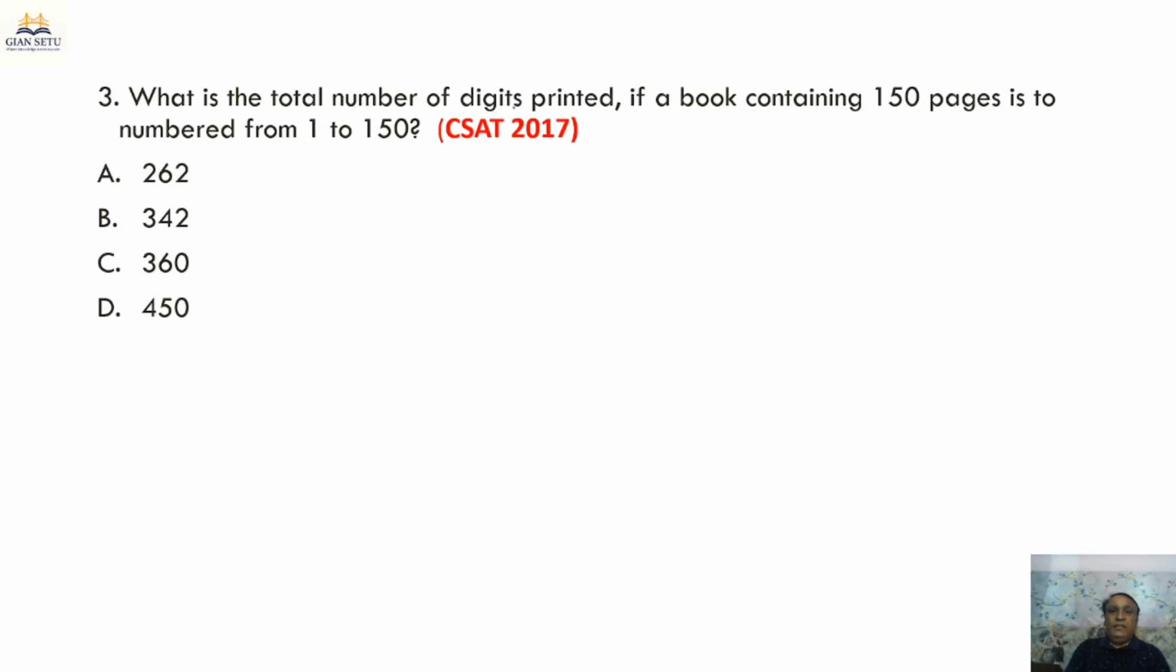What is the total number of digits printed if a book containing 150 pages is to be numbered from 1 to 150? This question is from UPSC CSAT paper 2017. Now let's see, for printing 1 to 9, how many numbers are we using? 9. And how many digits in each of these numbers? 1. So how many digits are we using from 1 to 9? 9.